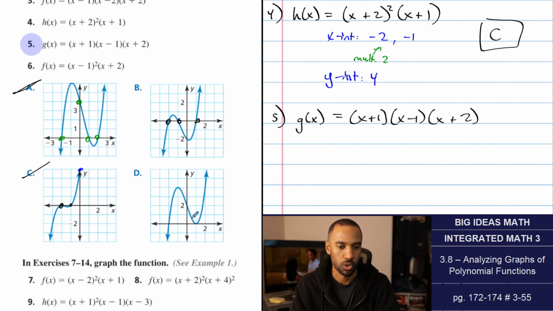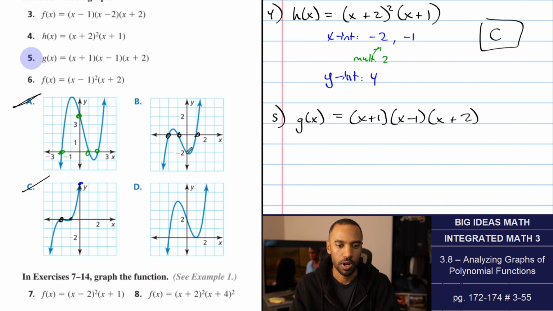Whereas this one has a different story and a multiplicity involved. This one also seems to have a y-intercept of -2. Would this have a y-intercept of -2? 1 times -1 times 2. Yes, that's a y-intercept of -2. So this graph is B.